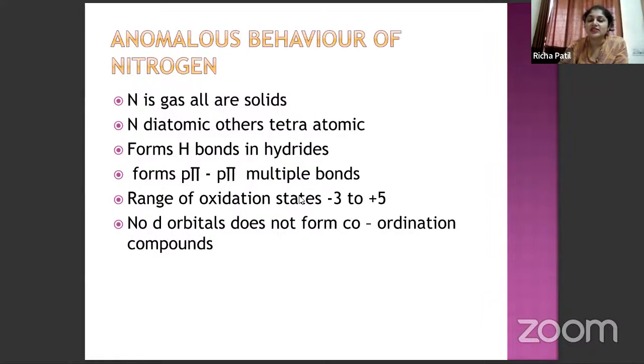The range of oxidation state is from -3 to +5. Nitrogen does not have d orbitals, as it is the first element of group 15. So it does not form any coordination compounds.